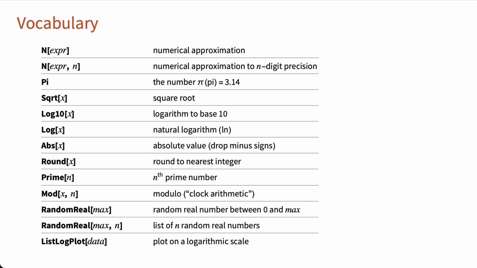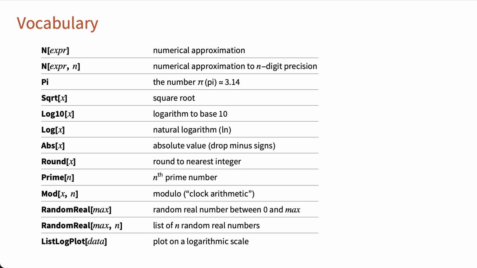To summarize, here is the programming vocabulary from this section. This section introduces the difference between exact and approximate numbers, the N function for computing numerical approximations, a few simple functions for working with numbers, and the ListLogPlot function for making plots on a logarithmic scale.